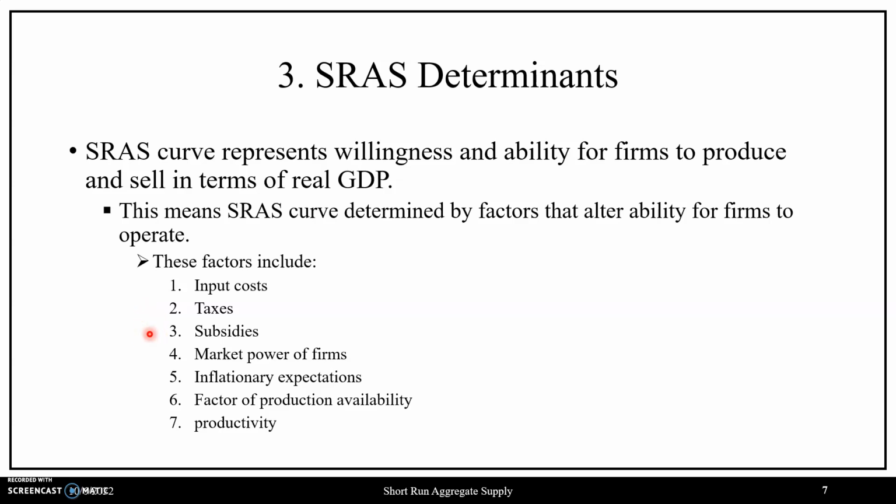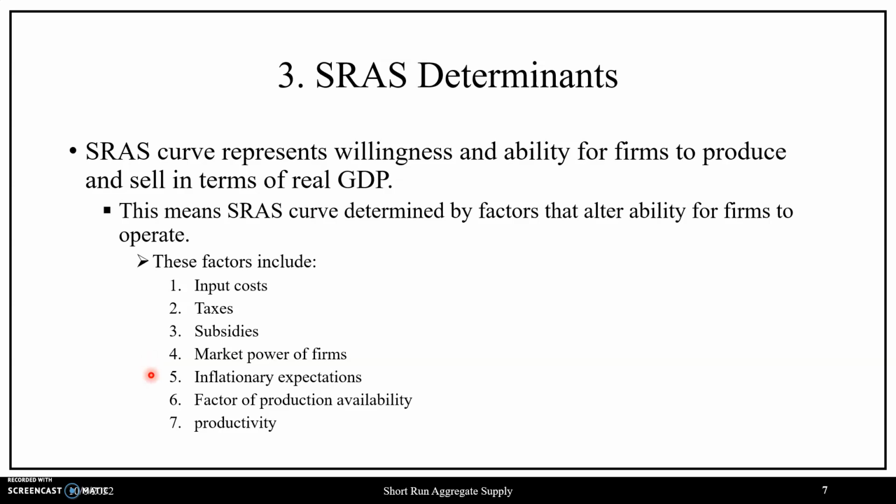Moving on to subsidies, this is going to be the opposite of taxes, in that the government will be helping firms out. Should subsidies increase, then holding the price level constant, firms will now find it cheaper to operate, such that they have incentive to increase what they are supplying. Now, market power is the ability for firms to alter the price on their goods and services. Should firms in the economy have more market power, holding the price level constant, this gives them incentive to increase the goods and services that they are supplying.